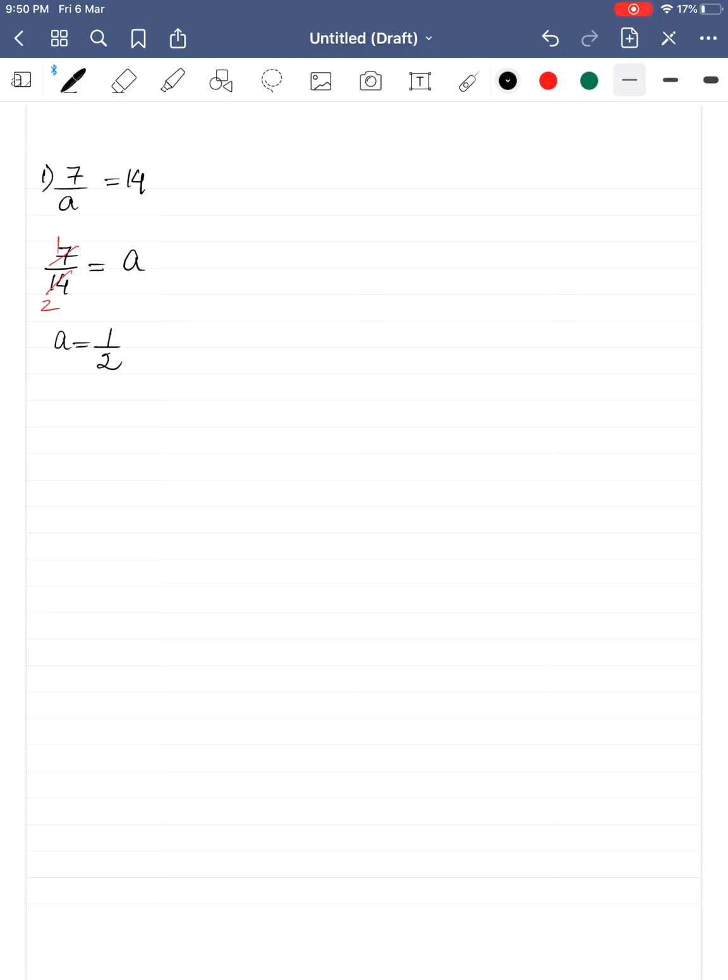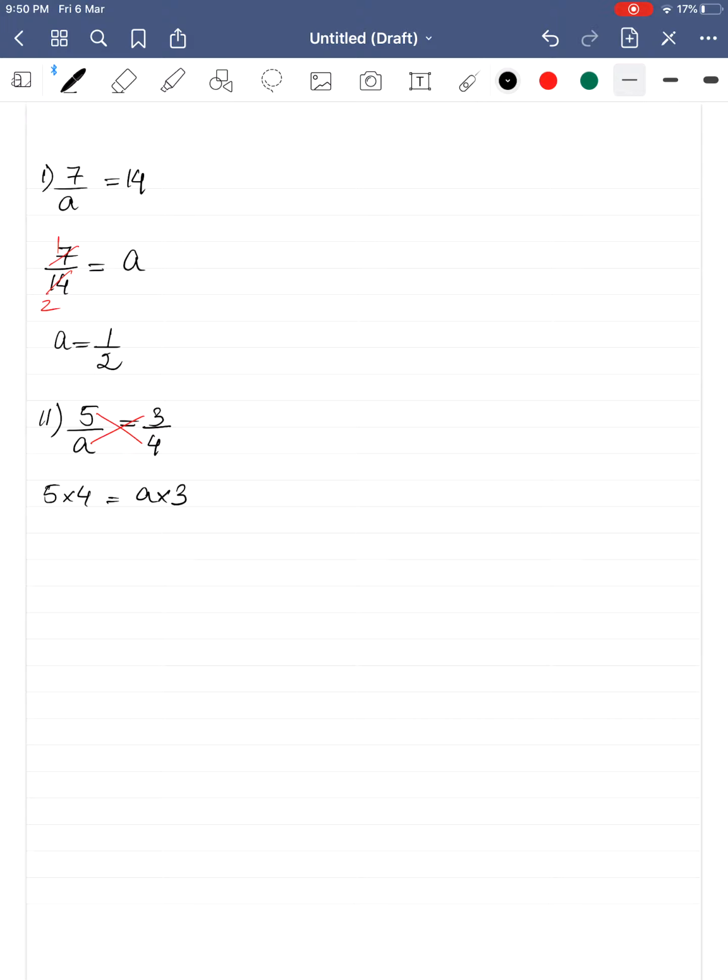Let's try question number 11. We have 5 divided by a is equal to 3 divided by 4. Some of you may find it convenient to cross multiply here. So we can have 5 times 4 is equal to a times 3.